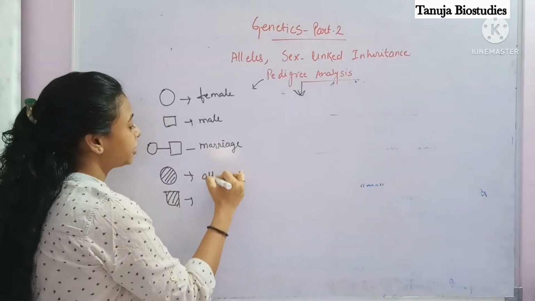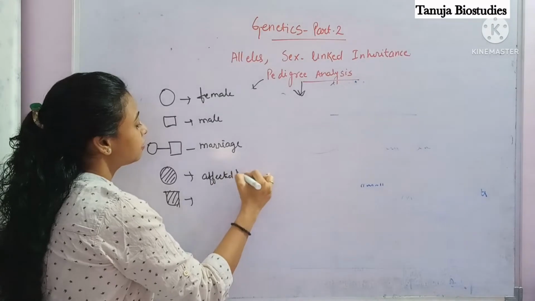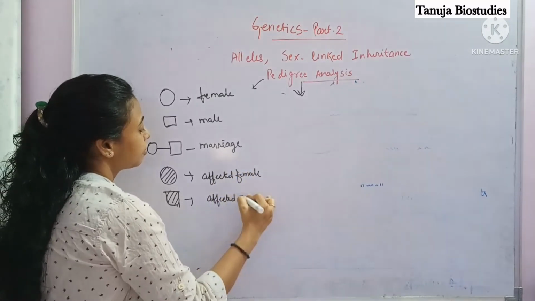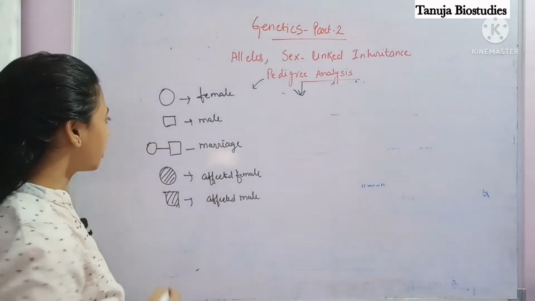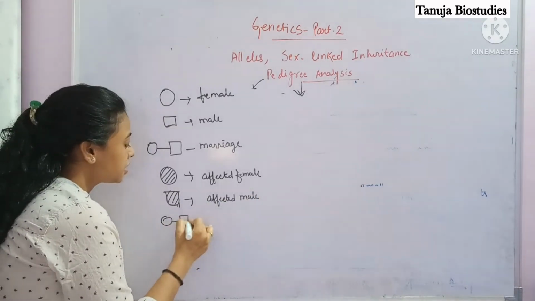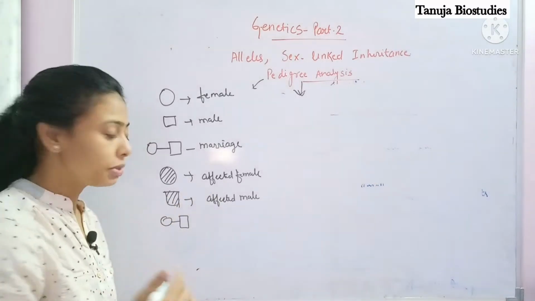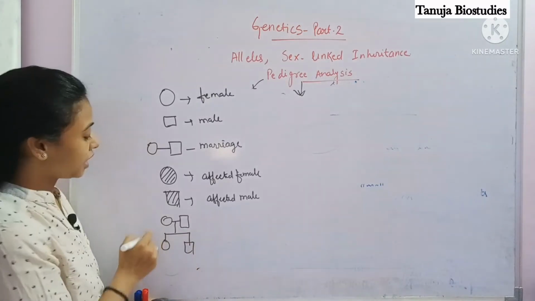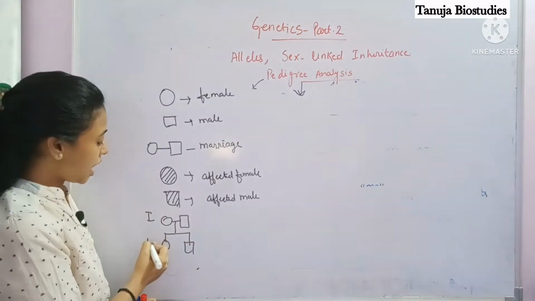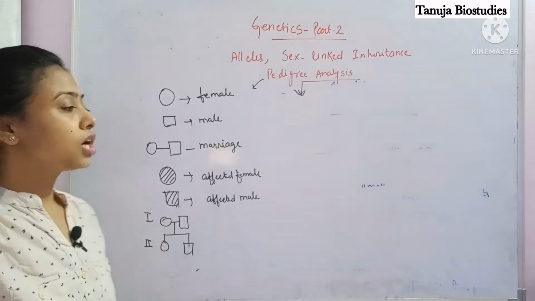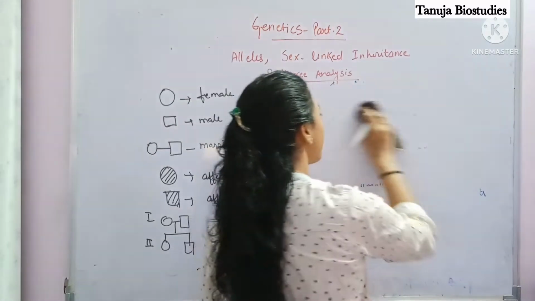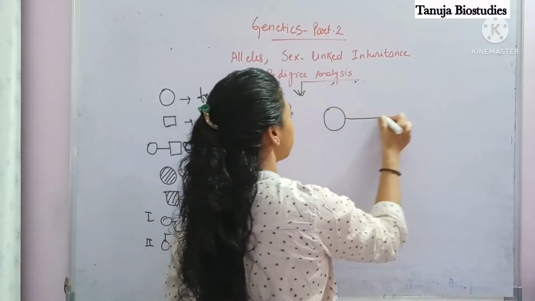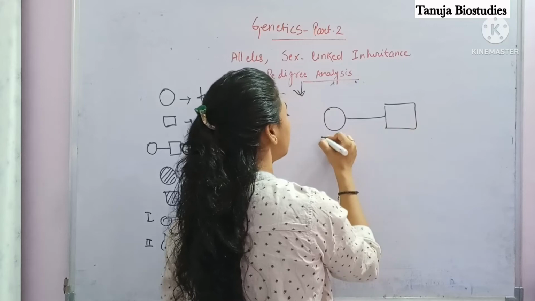So these are an affected female and an affected male, right? Now if a male and female get married and have children, this is also shown like this. So this is generation 1 and this is generation 2. Now let's take one example again of rolling tongue. There are two parents, mother and father, and both are able to roll their tongue.